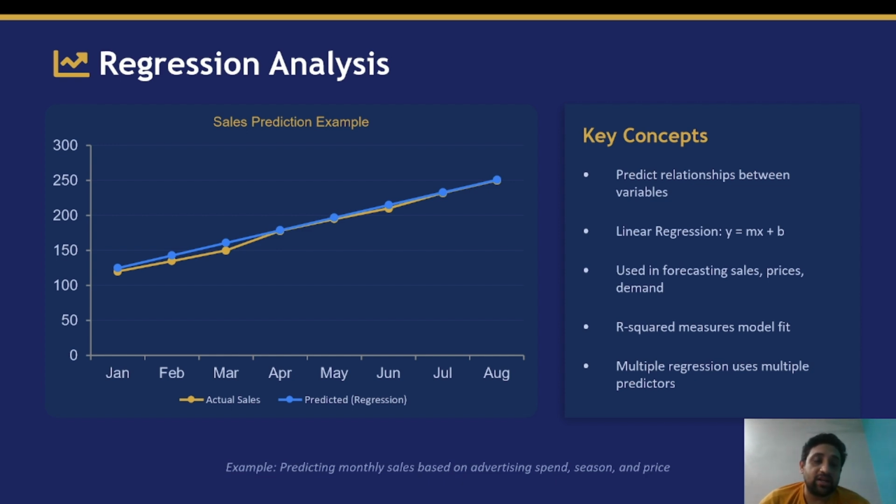Multiple regression extends this concept by using multiple independent variables. For example, predicting sales based on advertising, price, and season simultaneously.